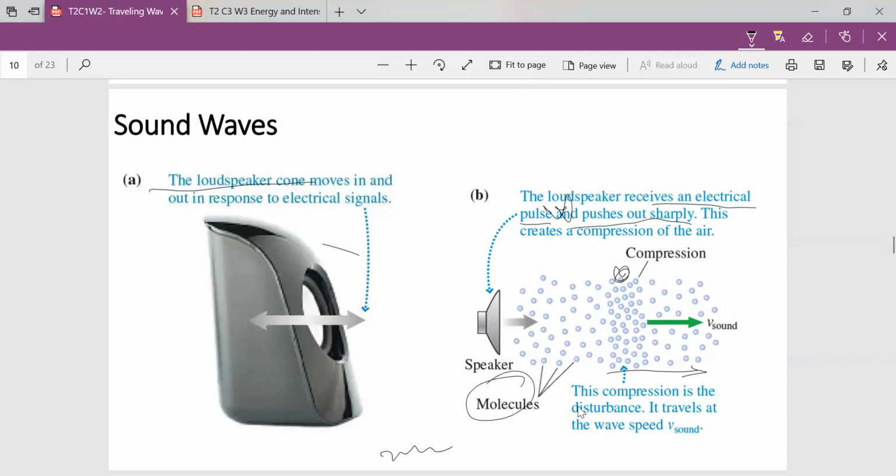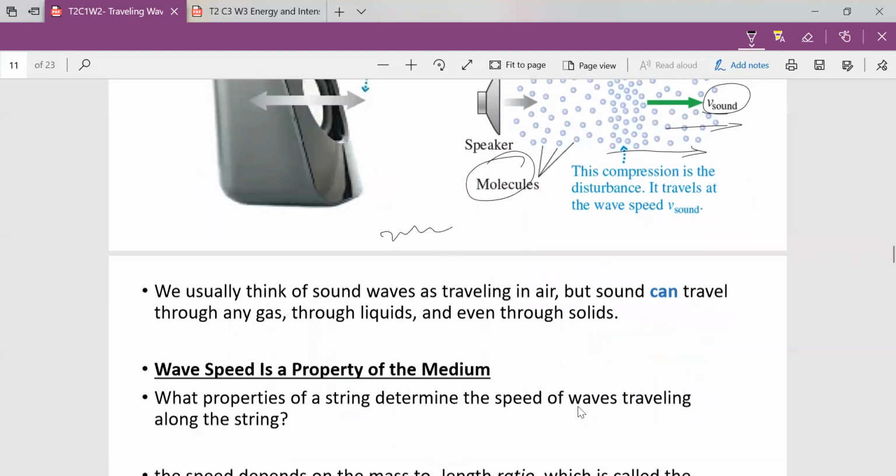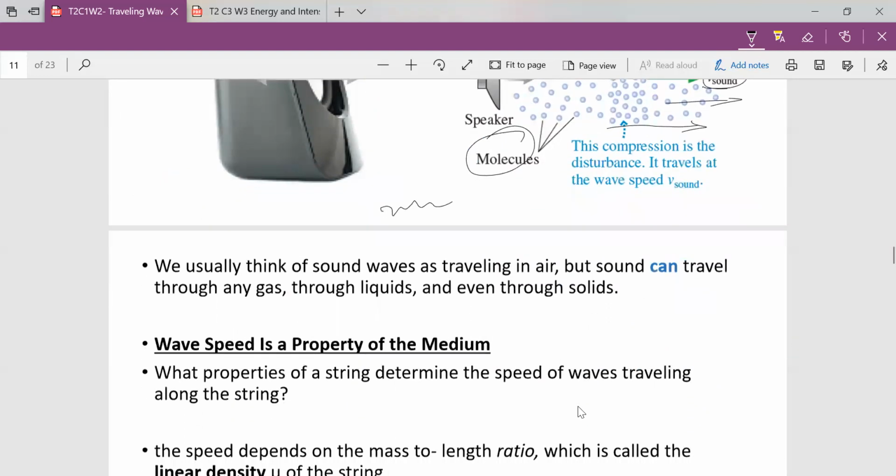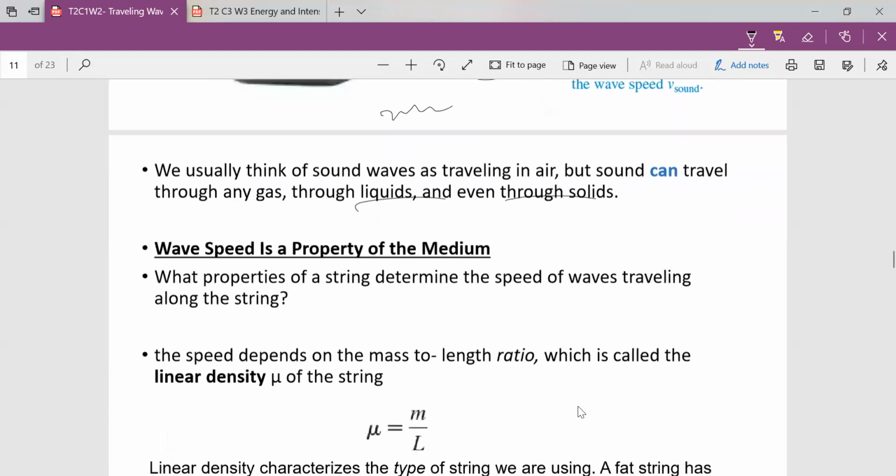We have the molecules of air, the compression, and the motion of the wave with the velocity of that sound. So this compression is the disturbance, and that is what travels through the air to produce the sound that we hear. Okay, so sound wave actually moves through the material medium called air to get to us. We usually think of sound wave as traveling in air, but sound can actually travel in gas and through liquids, and also in solid, not just in air.